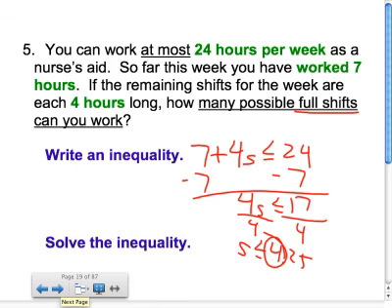Again, these are not anything really different than what we've been doing with solving equations. So solving inequalities, hopefully you feel pretty good about this. And we'll expand on this and clarify anything that you need in class.